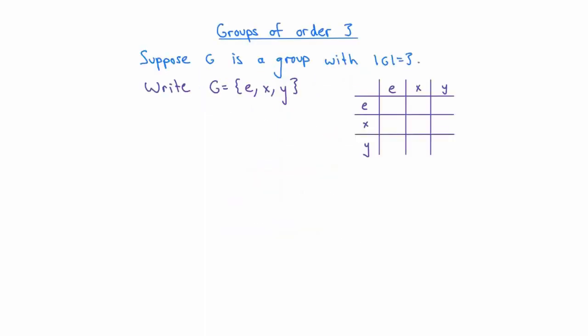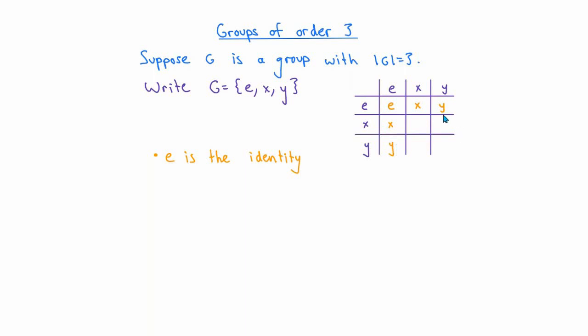Now, let's use the same strategy to see if we can classify groups of order 3 up to isomorphism. Let's suppose that I have a group G of order 3, and let's label the elements as E for the identity, and then X and Y. Well, first of all, because E is the identity, when I look at the first row or the first column of the multiplication table here, I'm going to see E, X, Y, X, and Y. So that already gives me 5 entries in the multiplication table.